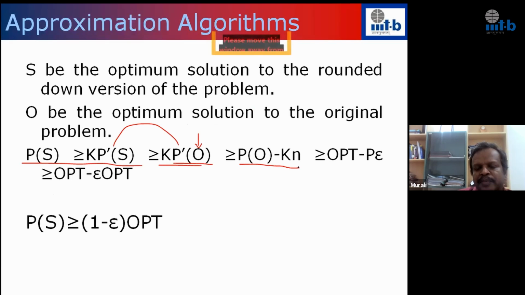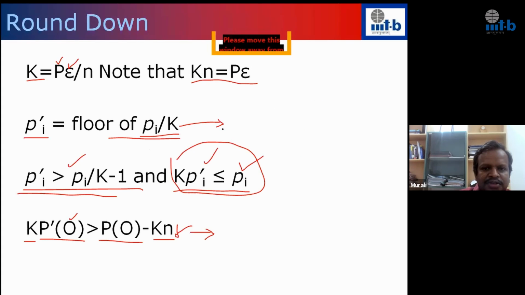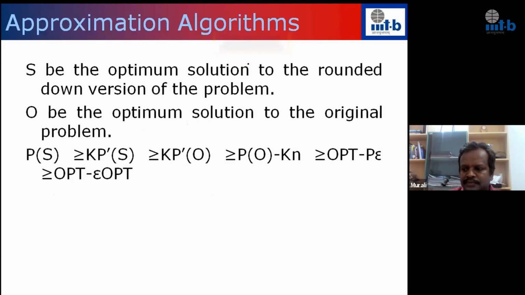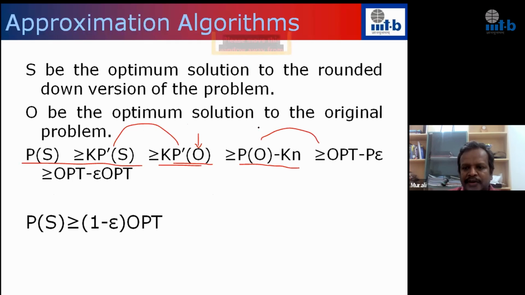Okay, P of O is, as I said before, the optimum, right? And K times N, the K and N are chosen in such a way that K times N is epsilon times P. K times N is chosen as epsilon times P. So what I'm going to get is, I'll replace K times N with epsilon P. Okay, so I wrote here epsilon P.